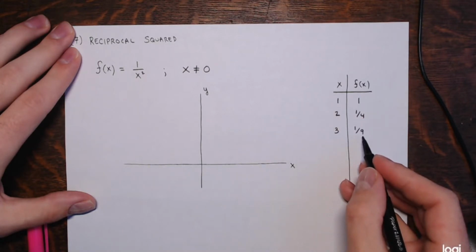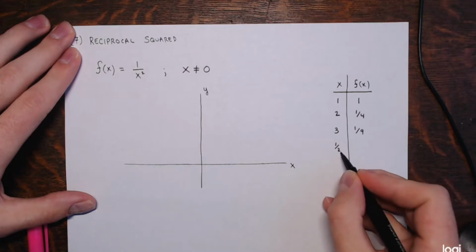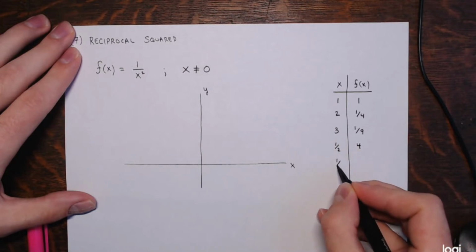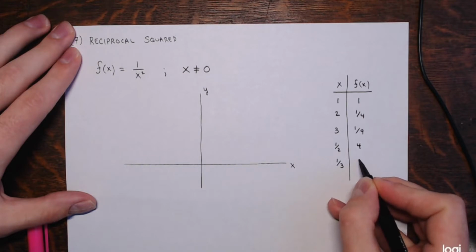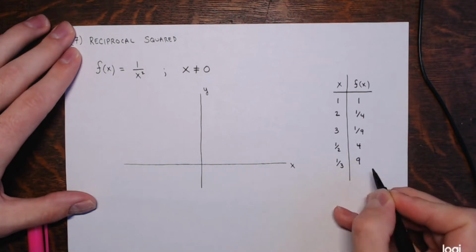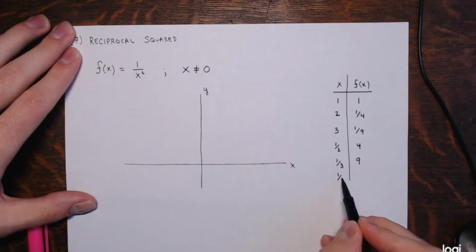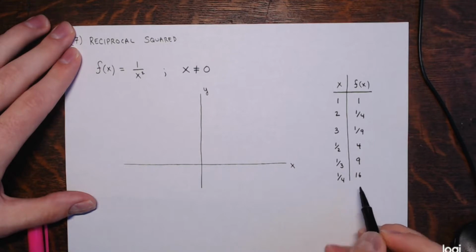And the smaller I make x, if I make x tiny, like a half, the reciprocal of a half is 2, and 2 squared is 4. And then put in a third: the reciprocal of a third is 3, but then you square that, the reciprocal squared, you get 9. So you see, the smaller I make x, 1/4, I'd have 16, 4 squared. The smaller I make x, the larger the output gets.